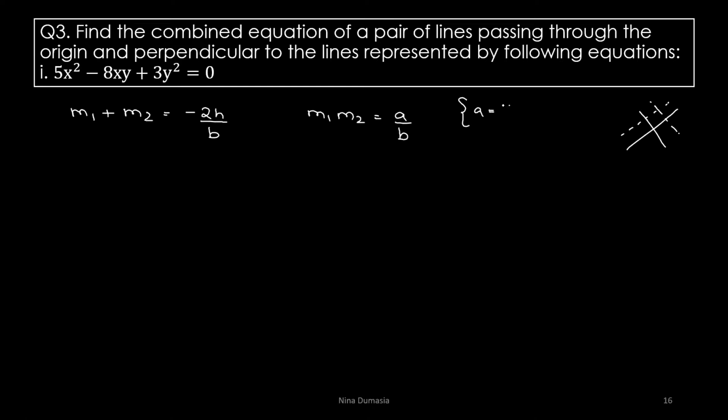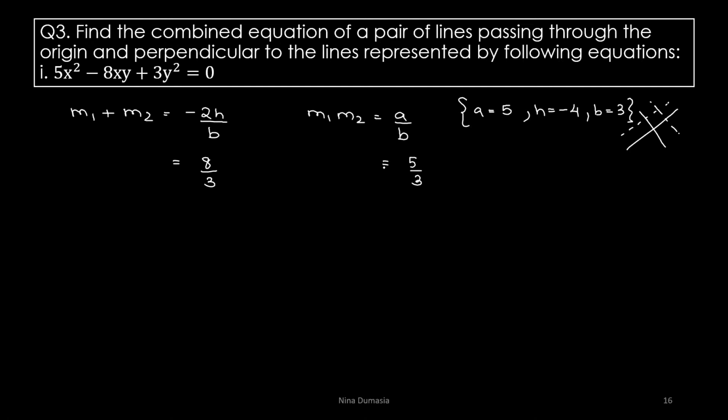So a is the coefficient of x square, h is equal to, so 2h अगर minus 8 है then h is minus 4 and b is equal to 3. Okay, so therefore this is equal to minus 2 into minus 4 which is equal to 8 divided by 3 and this is equal to 5 by 3.